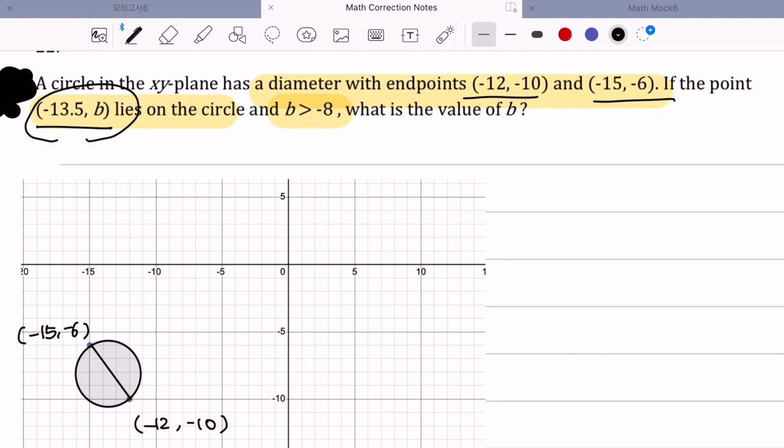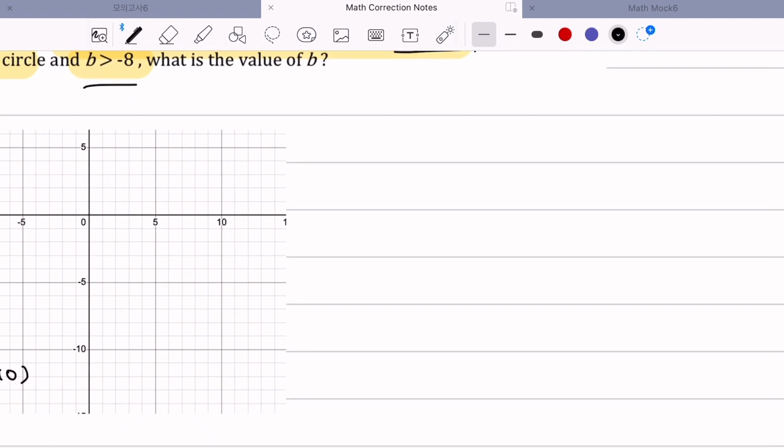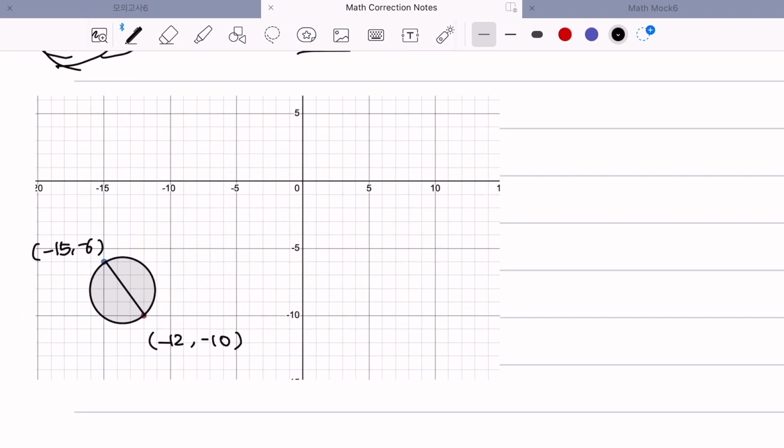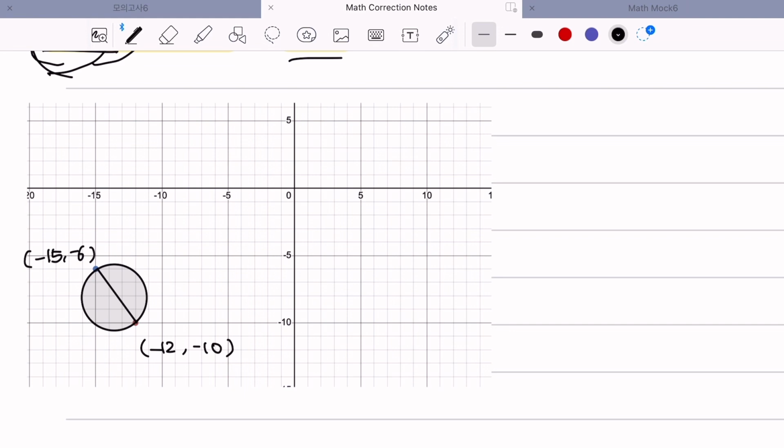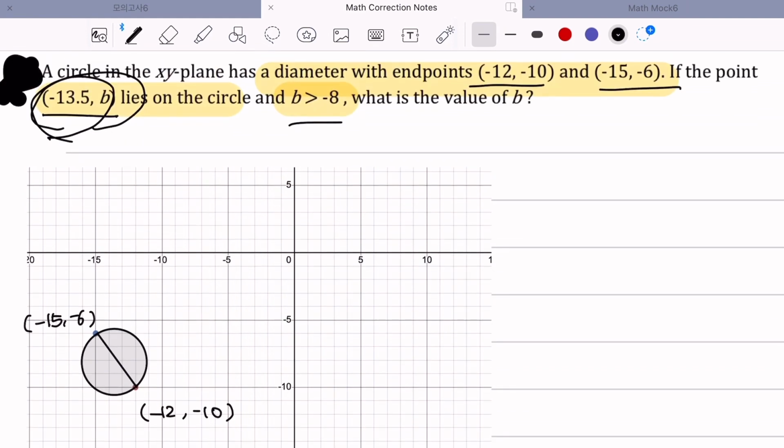And since these are the endpoints of the diameter, the circle would look like this, but we don't know if this point is the center or not, and we don't know if the center has the value of -8 or not. So let's solve it with slow and gradual steps. I think the first thing you have to do is find out the center of the circle.